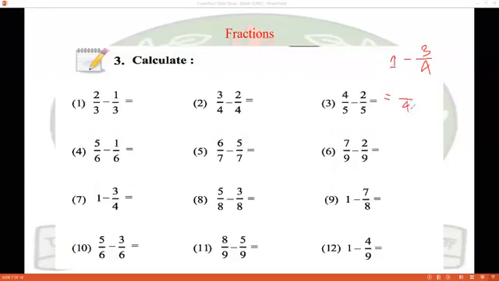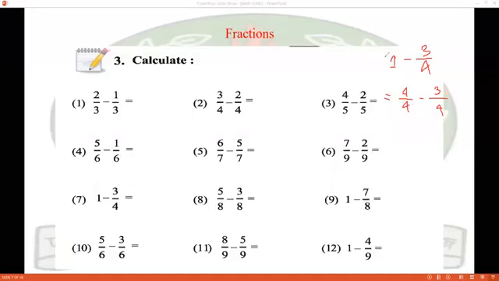When the numerator will be 4, then it will be 1. So you can write 4 divided by 4, that means 1. Then we can write 3 by 4. Here we write 4 by 4 because the denominator is 4, so we take the common denominator 4, and we take the numerator 4 because 4 divided by 4 will be 1.